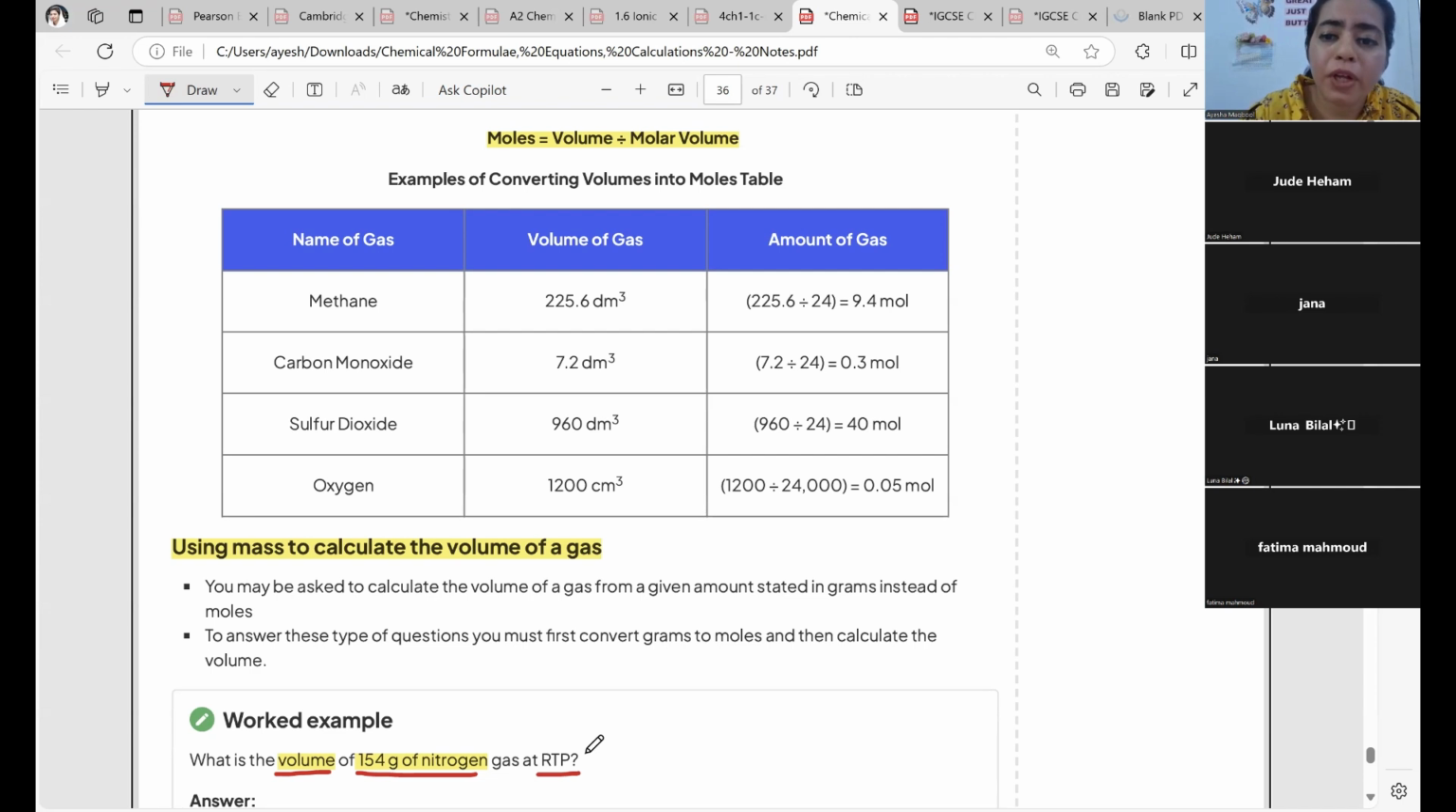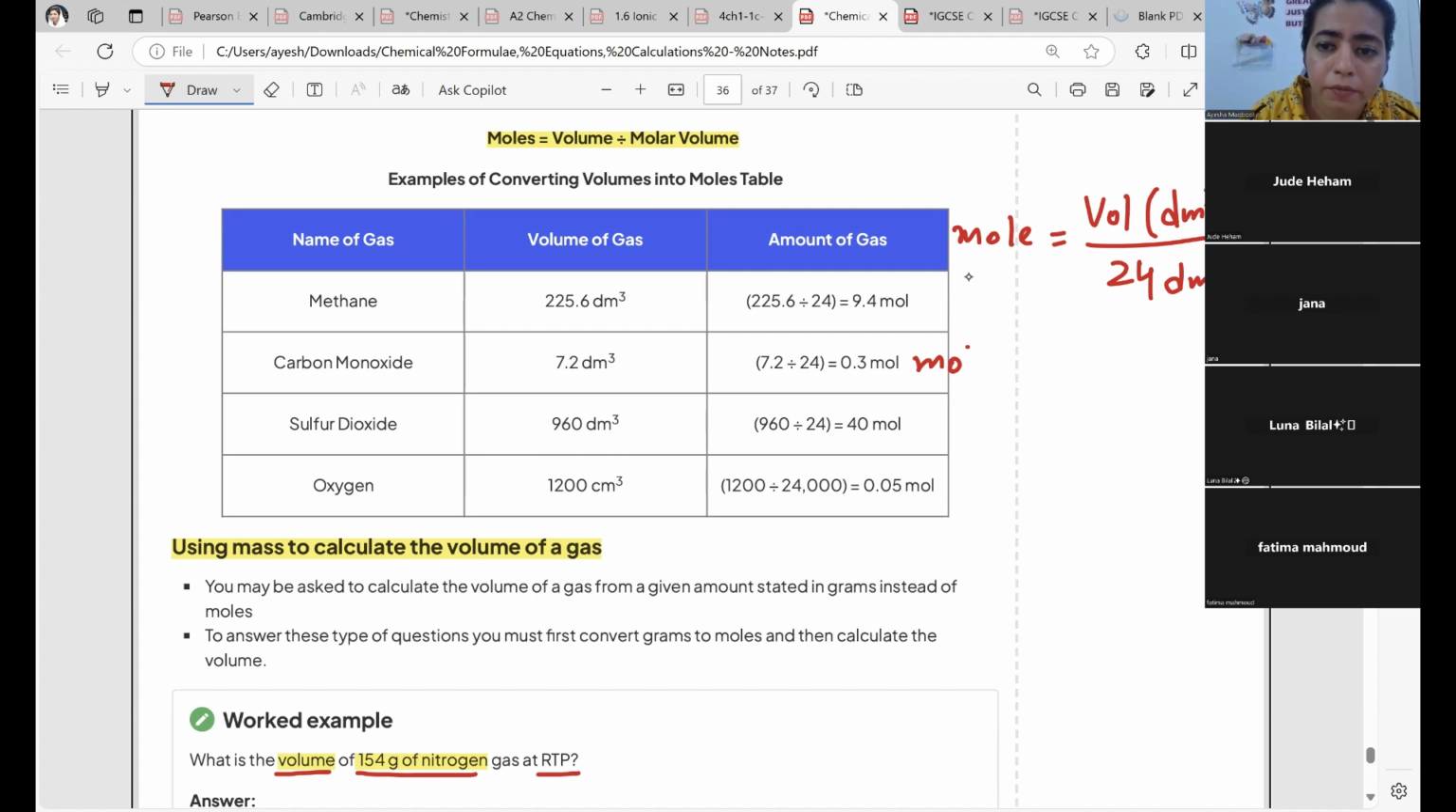Okay, so the formula is moles is equal to... they are not asking us to find the volume in cm cube or dm cube. So we can do it in both ways. So dm cube is easy, we can do that. Moles is equal to volume in dm cube divided by molar volume 24 dm cube. Okay, 24 will go on the other side and multiply.